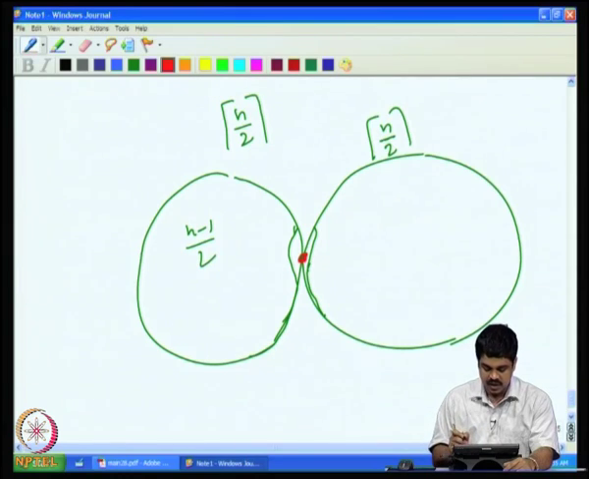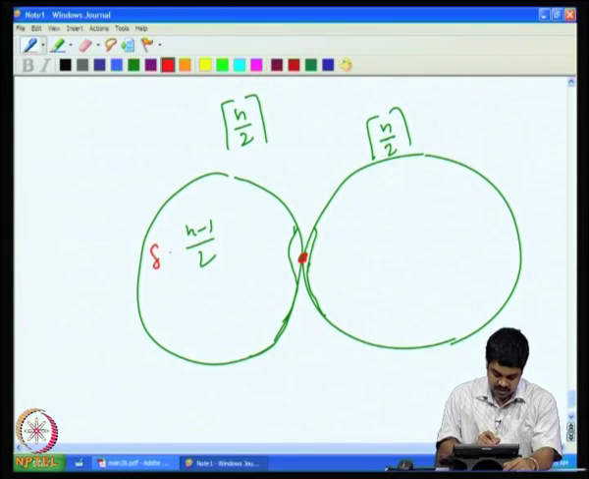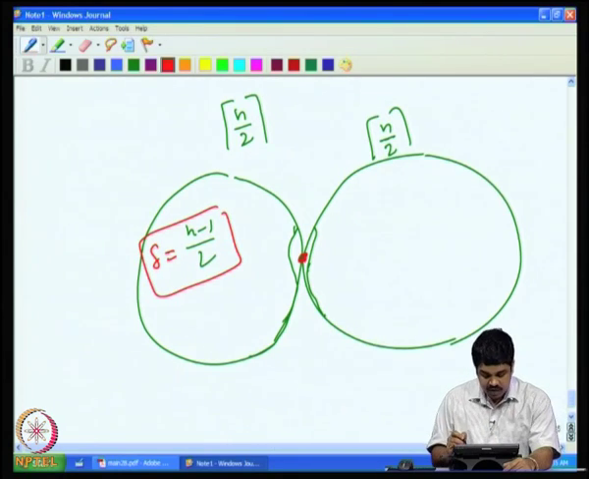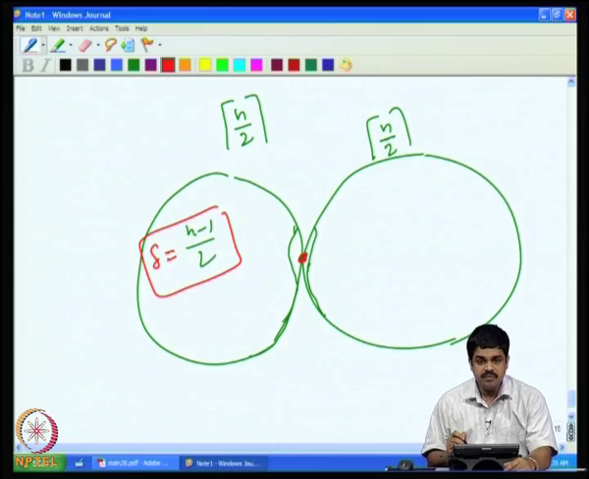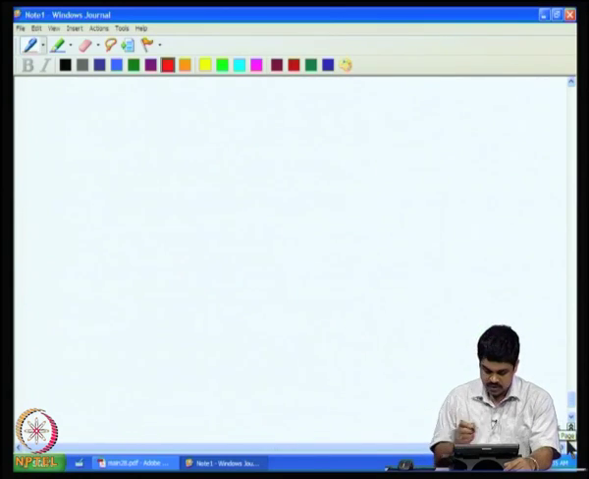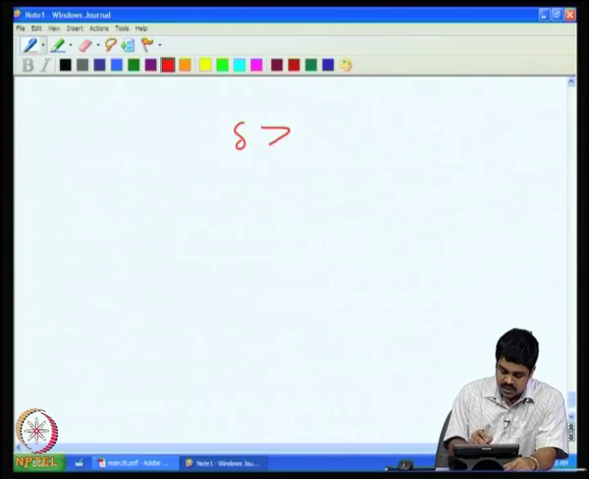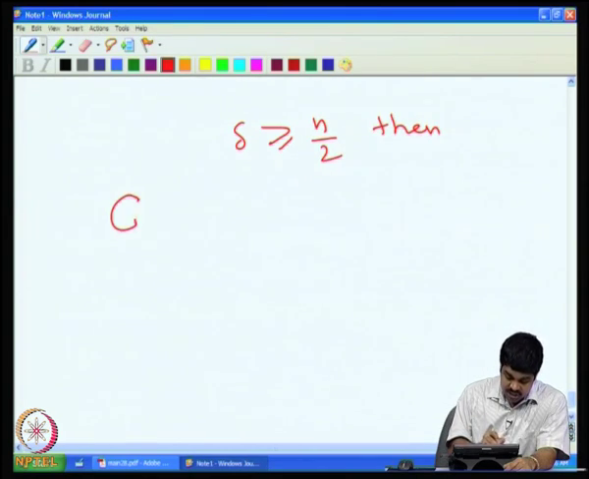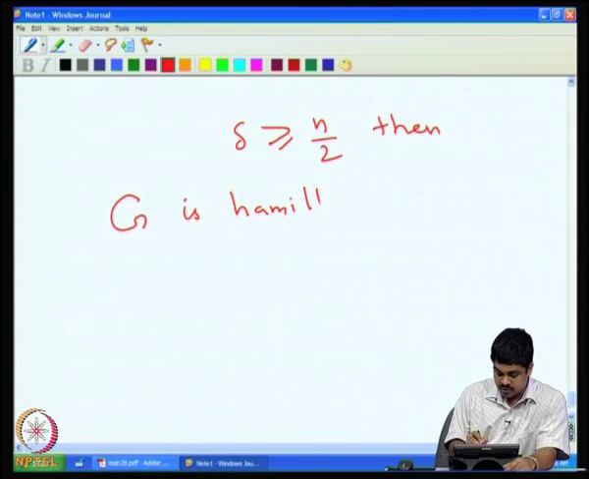This example tells us that even if the minimum degree goes to this level, it is not enough. But very interestingly, if the minimum degree is above this, for instance, if we know that the minimum degree is greater than or equal to n by 2, then G is Hamiltonian. This is the first theorem we want to study in this section.